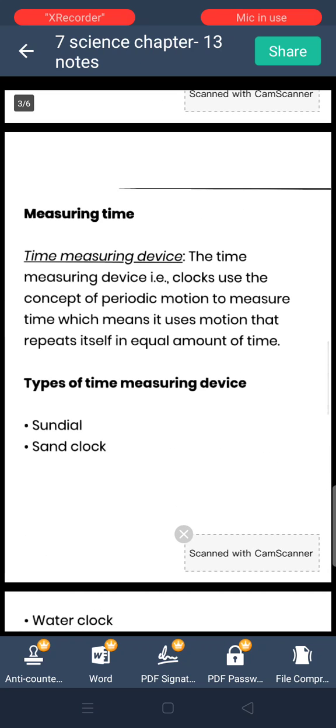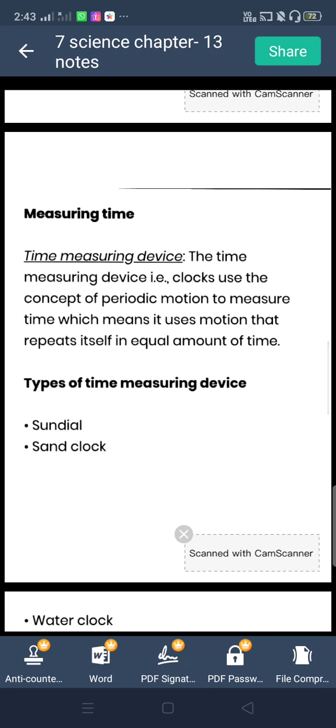Now measuring time, measuring devices. The time measuring devices, that is clocks, use the concept of periodic motion to measure time, which means it uses motion that repeats itself in equal amount of time. So how do we measure time? Time measuring devices like clocks use the concept of periodic motion, which means it uses motion that repeats itself in equal amount of time.